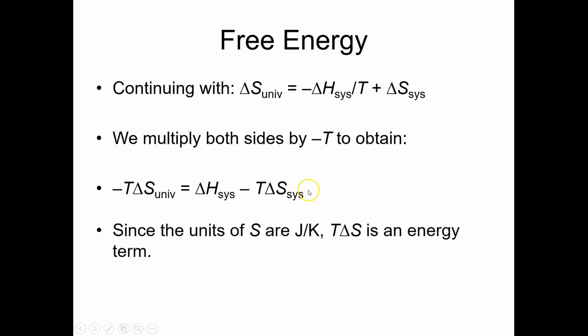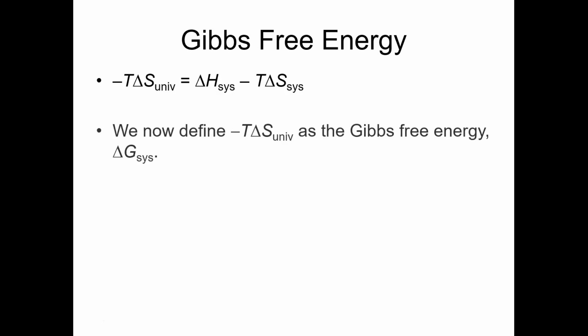And so now I've got everything here actually in terms of energy, because since the units of entropy are joules per Kelvin, and if I have T delta S, I am multiplying entropy by temperature. So joules per Kelvin multiplied by kelvins is going to give me joules. And so T delta S is an energy term. So this negative T delta S of the universe is an energy term, and the negative T delta S of the system is an energy term. Okay, so now we're going to pick up with that equation, and we're simply going to define negative T delta S of the universe as the Gibbs free energy, which we symbolize as delta G of the system.